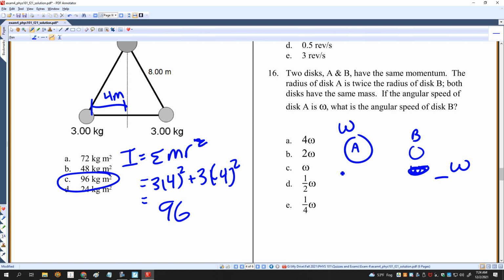So here, how do the moments of inertia compare? Well, if this is I, this is going to be 1/4 I. Because remember, I is 1/2 mr squared for a disk. And so if I have half the radius, I'm going to have 1/4 the moment of inertia. So if I have 1/4 the moment of inertia, I'm going to have 4 times the speed. So number 16 is A.